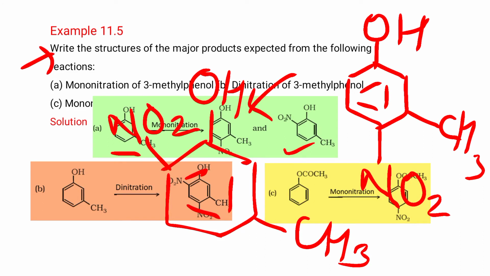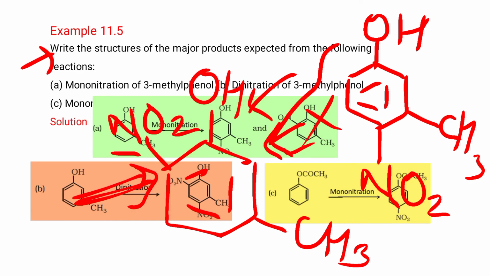Now one question is there: why is NO2 attached at this para position only, not at this other position? Because students, at this position, if we attach NO2, then it will feel repulsion and the molecule will lose stability. And in the case of this position, there is no repulsion, hence it has stability. That's why this ortho product we will get.